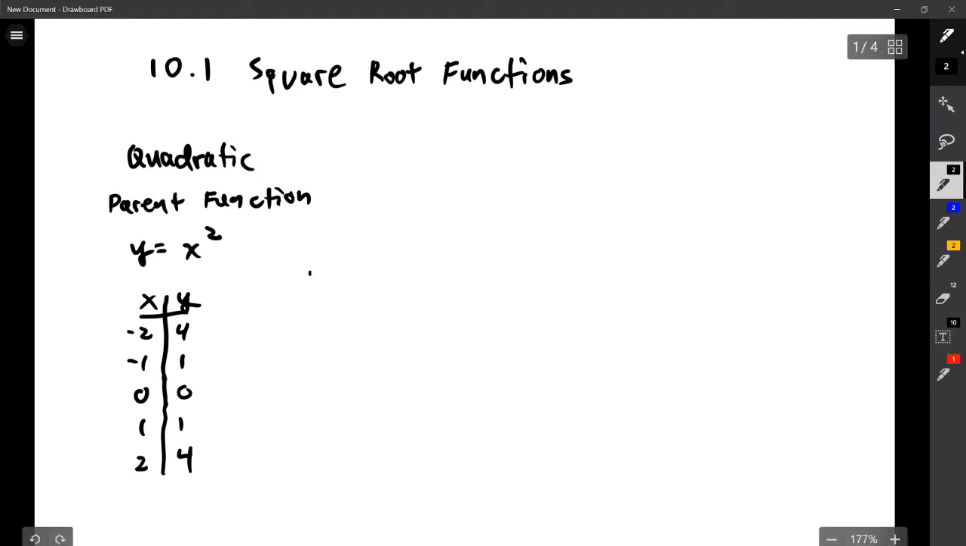So when we connect all these together, we have our x-axis, our y-axis, and we go out to -2, 4, +2, 4, and then -1, 1, +1, 1, and 0, 0, and we connect them. Sorry, that was going to miss the mark. All right, let's see if I can do better here. Connect them, and we get our parabola.